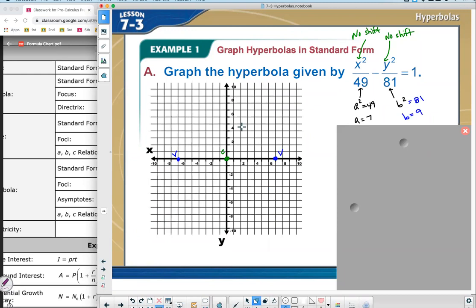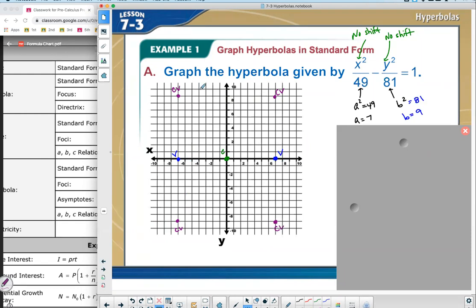You don't plot those 2 points from the center. You go up and down 9 from the vertices. So I'm going to go from the vertex up 9. This we can call the co-vertex. Down 9. Co-vertex. Now I'm going to come to this side and do the same thing. Up 9 from this vertex. Sorry, let me be more specific. Up 9, and from this vertex, down 9.